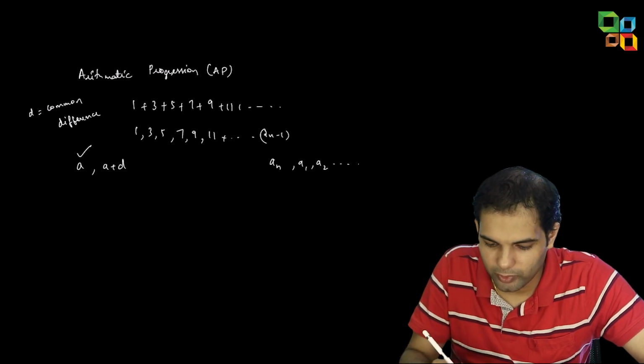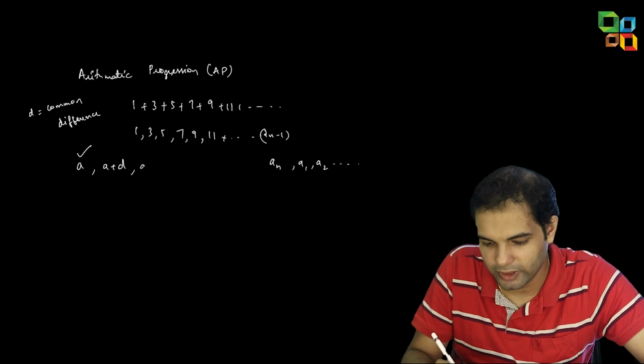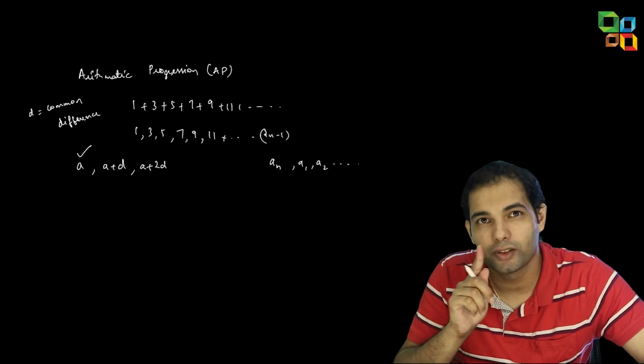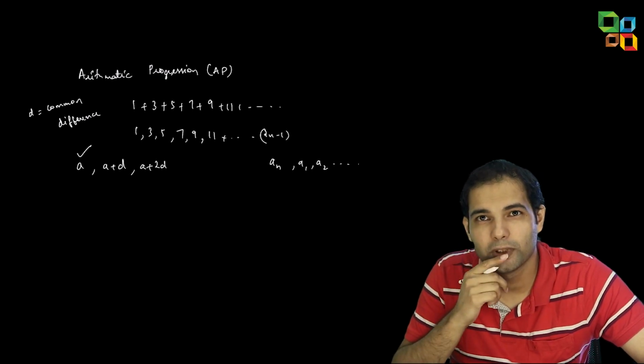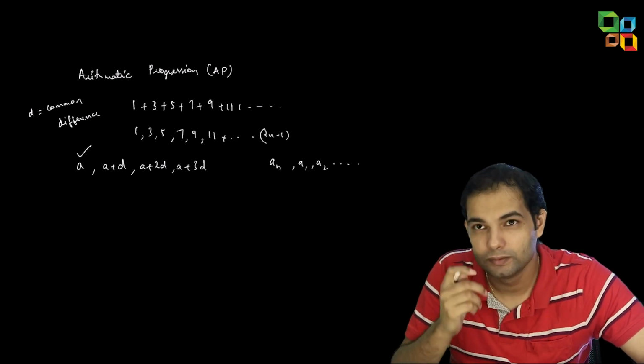So look, can you tell me what would be the next term? This was A. This is A plus D. What would be the next term? A plus 2D. Right. I told you the difference should remain the same. So next would be A plus 2D, and next would be A plus 3D. Correct?